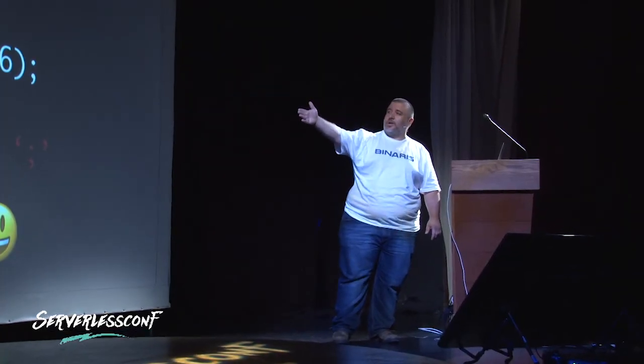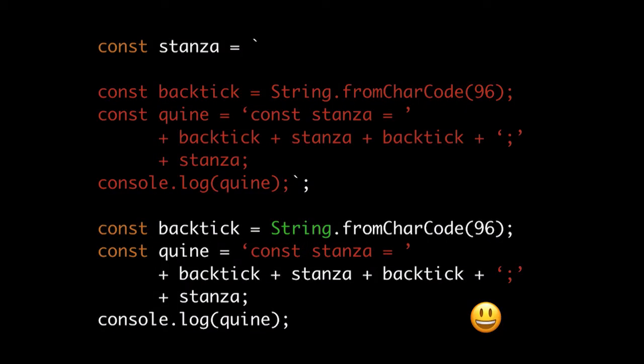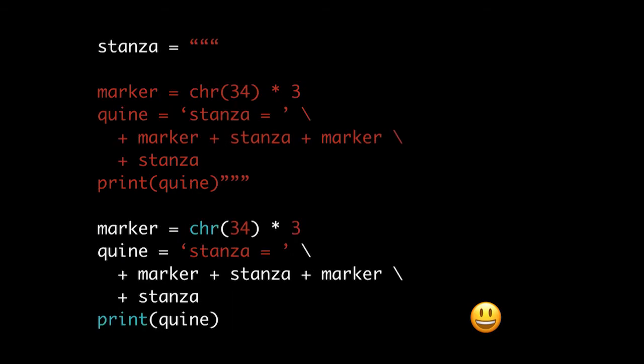So let's see what happens when we run this code. We define a variable called stanza, we define the backtick, and we build the quine. What is the quine? Const stanza equal the backtick, the stanza, the backtick, the semicolon, and the stanza again. It's working perfectly well. For those of you who prefer Python, the same pattern is still working great. We define stanza to be a multi-line string, and instead of the backtick or the quotes, we use the marker, which is 3 quotation marks, and generate the same thing again.